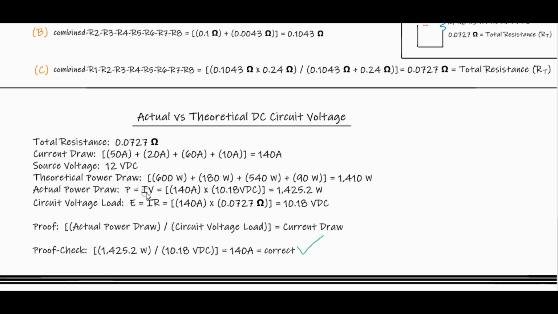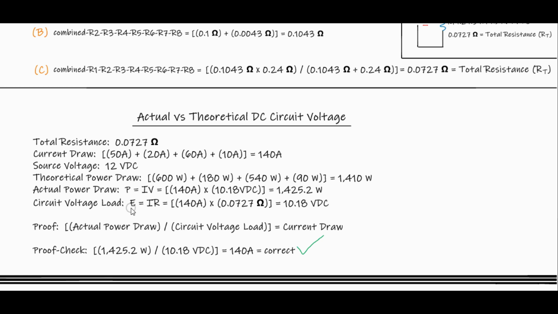So P is equal to IV is equal to power. So we have 140 amps times a circuit voltage draw of 10.18 volts. How we got that is if we step back one, we have the circuit voltage load, which we need to calculate first, which is the actual circuit load drawn from the battery within the circuit, but not the actual theoretical or source voltage 12 volts.